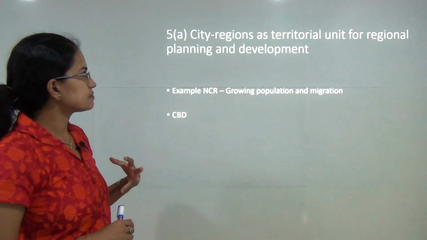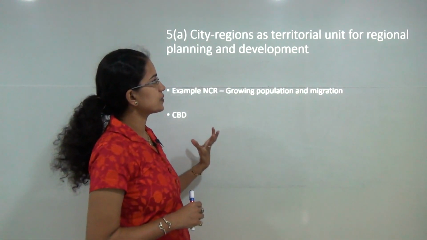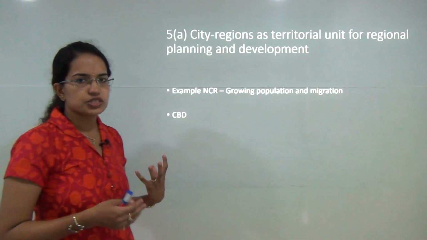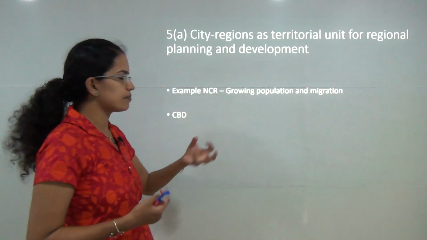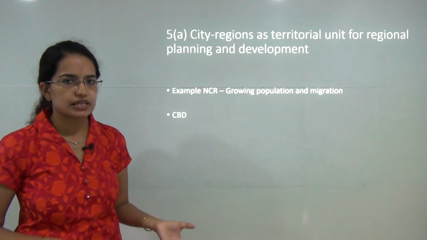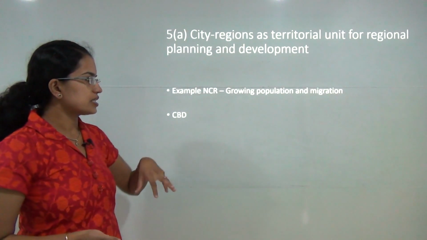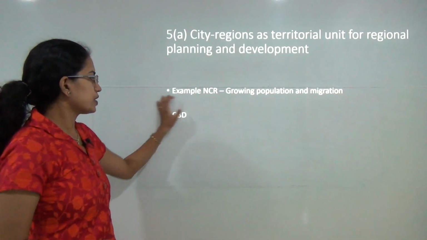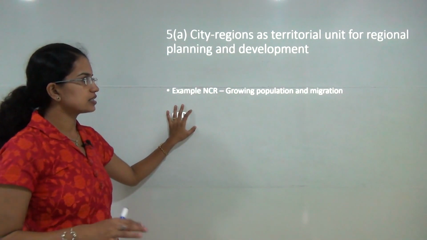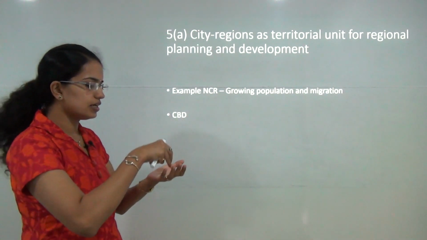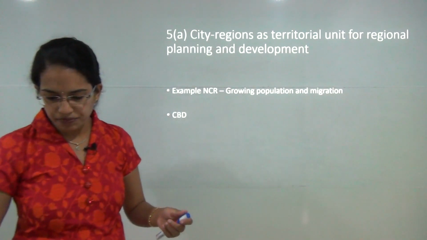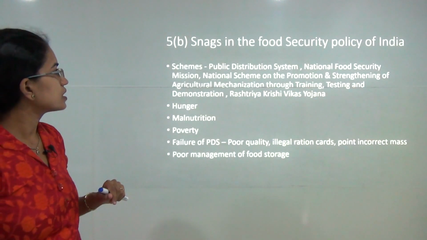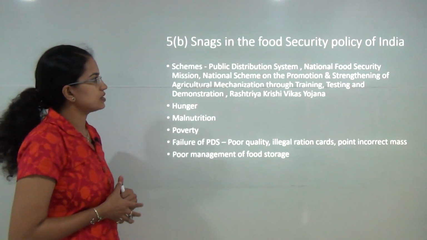The next question is, city regions are territorial units for regional planning and development. So this is again a direct question. What you need to explain is, for example, you can give an example of the National Capital Region of Delhi. You can say the growth is mainly attributed to population and migration. You can talk about central business districts for various regions and show they are the regional planning centers or the main centers for growth. The next question is snags in the food security policy in India.